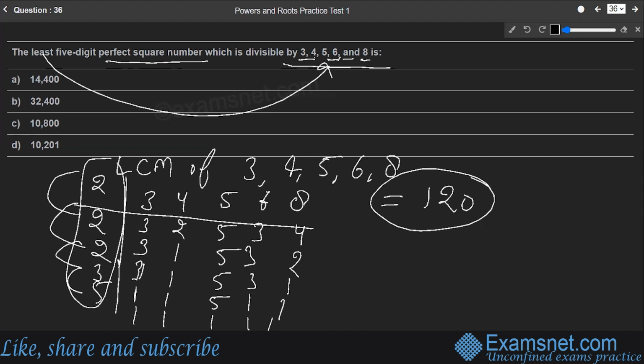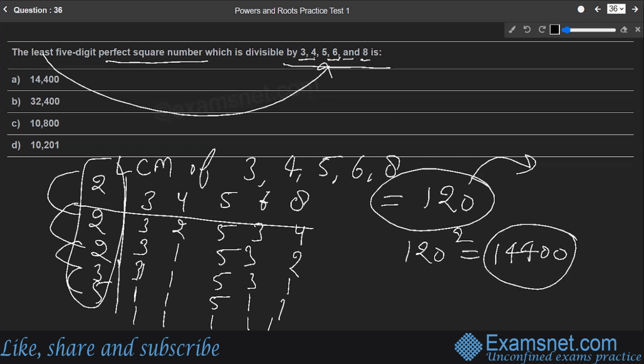But they have not asked for the LCM, they have asked for the 5-digit perfect square number. So obviously we'll have to keep on multiplying 120 and keep on checking the multiples of 120 till the time we reach the 5-digit. Okay, so 120, clearly if we do the next multiple of 120 only, if we do 120 square itself, it comes out to be how much?